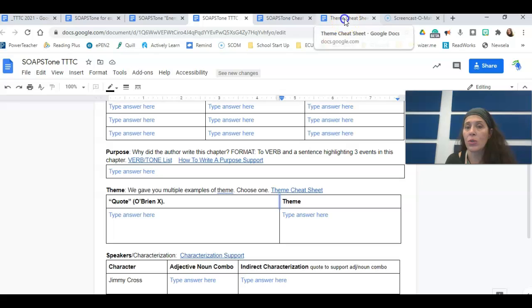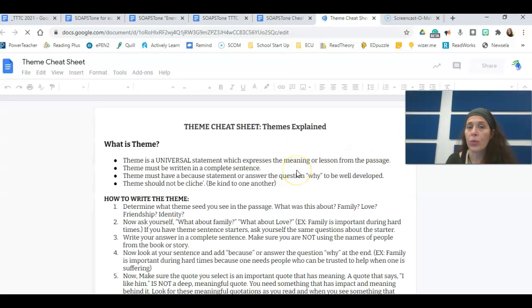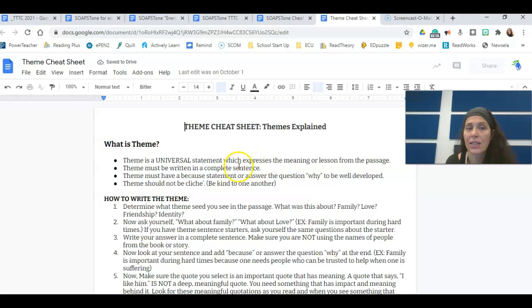Now, I've provided you with a link that talks you through the themes and helps explain what a theme is. It's a universal statement. It must be in a complete sentence. It has to have a because statement or answer the question why in order to be well developed. It cannot be cliche. It can't be "be kind to one another." Well, you didn't learn that from that story.